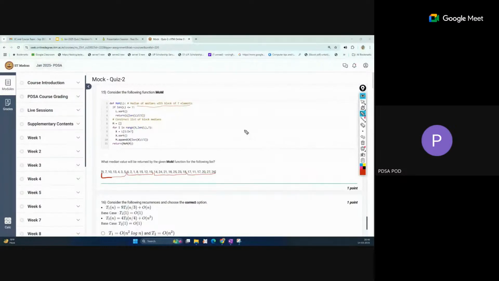So we can write like this. 3, 3, 4 and 5, then 7, 9, 10 and 13. So this is the first block after sorting. Second block is 1, 2, and then 6, 8, 12, and then 15, and then 19. Okay, this is the second block.